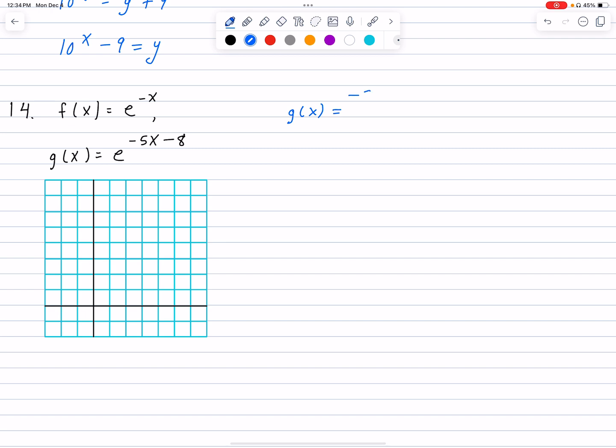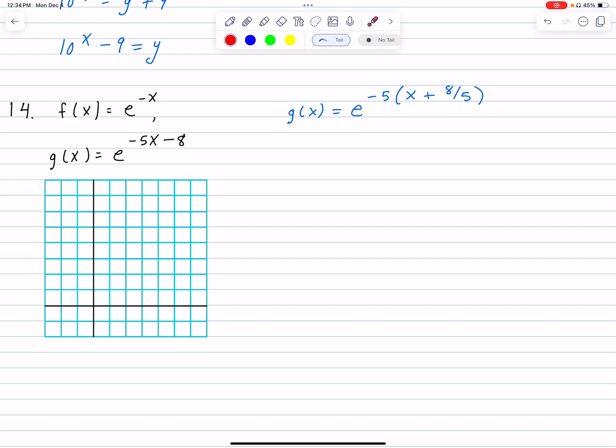I'm going to factor out, excuse me, I forgot my base. I'm going to factor out that negative 5, and I get x plus 8 fifths. Okay? Yeah, that looks good. So for our description here, let's talk about that. There's really two things going on here.